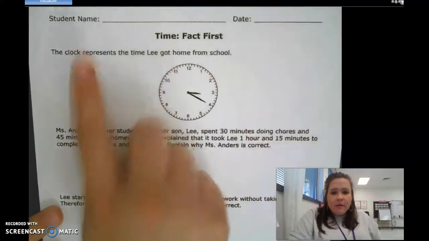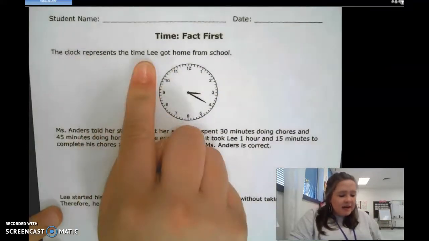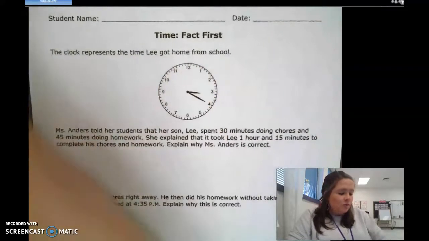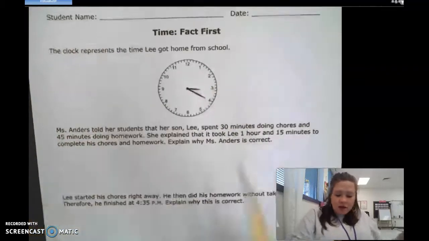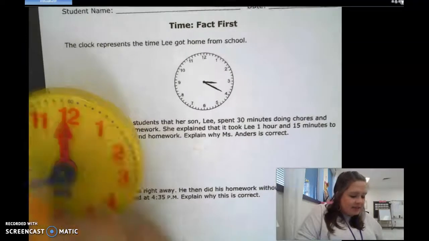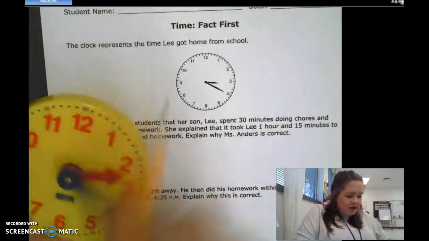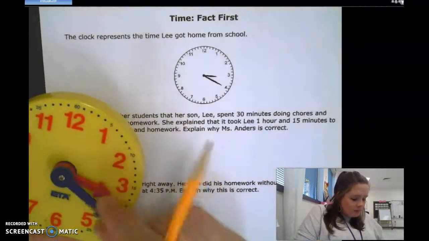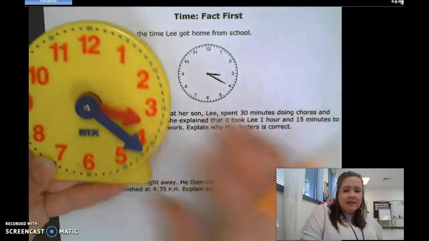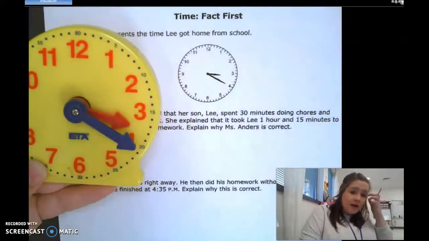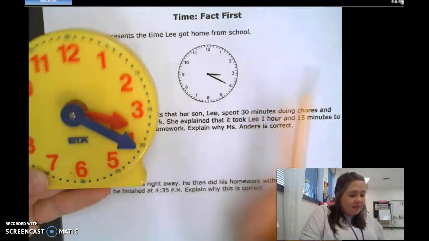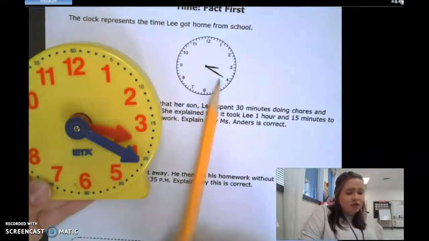Okay. The clock represents the time Lee got home from school. Well, this clock is showing me, if I match this with my clock here, it looks like this. All right? That time, what time is shown on the clock here?